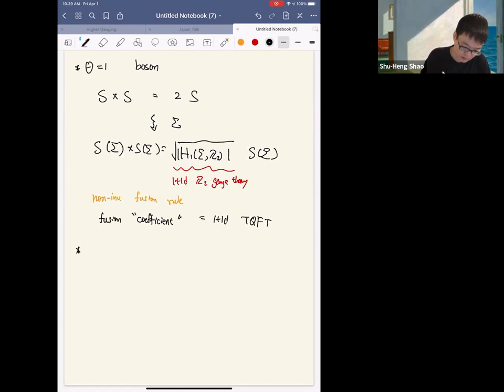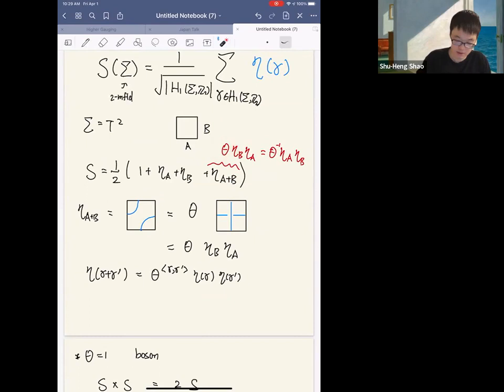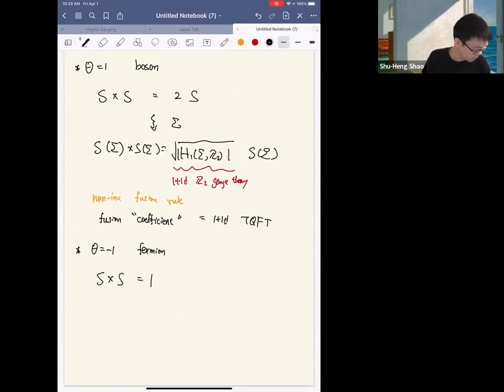What about the other case when it's a fermion? Then we put a minus sign over here, and that makes all the difference. It's a simple one-line algebra to show that in that case, you get a Z2 zero-form symmetry.